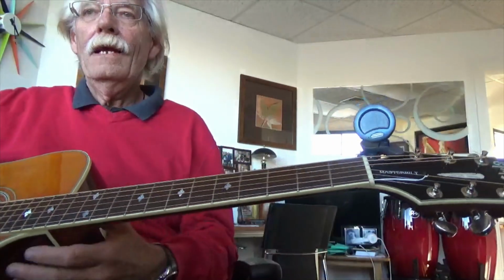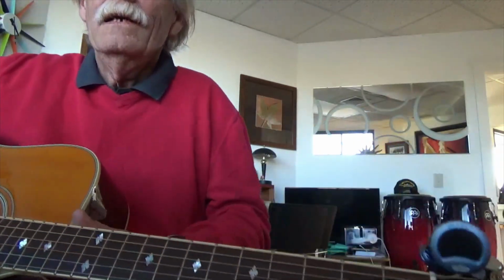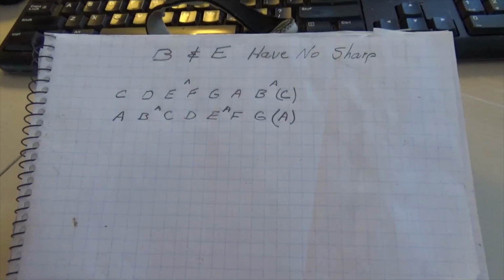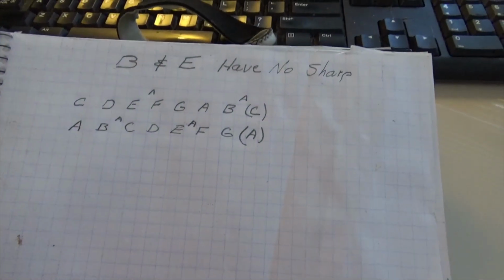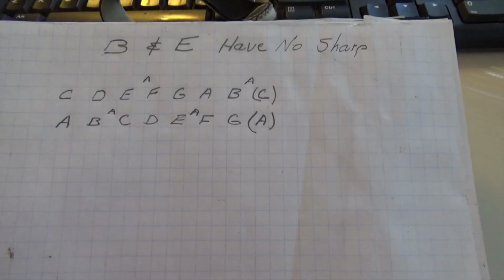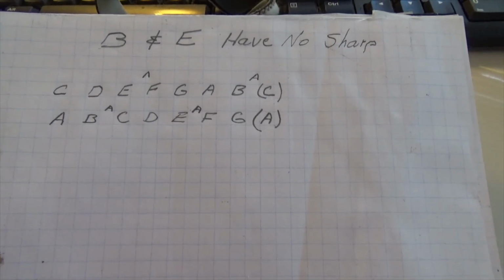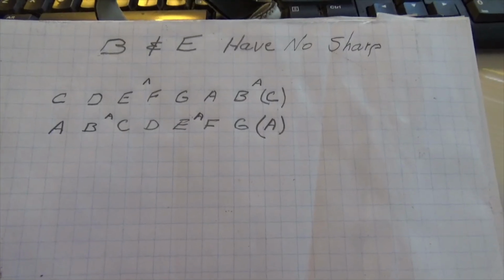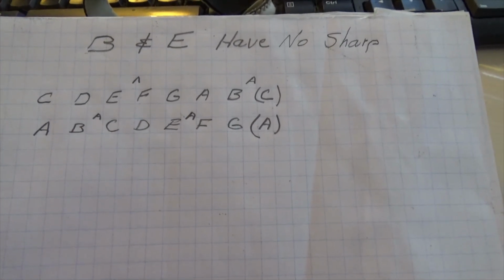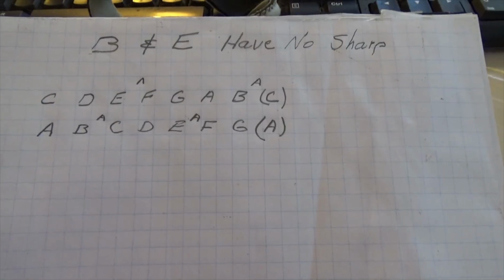Okay? Now, the trick to it has to be shown to you on paper, so I'm going to stop a minute and get a piece of paper. Okay. The test question on the first lesson was which notes do not have sharps? And those two notes are B and E. Remember, without music, the world would be flat. B and E have no sharp.